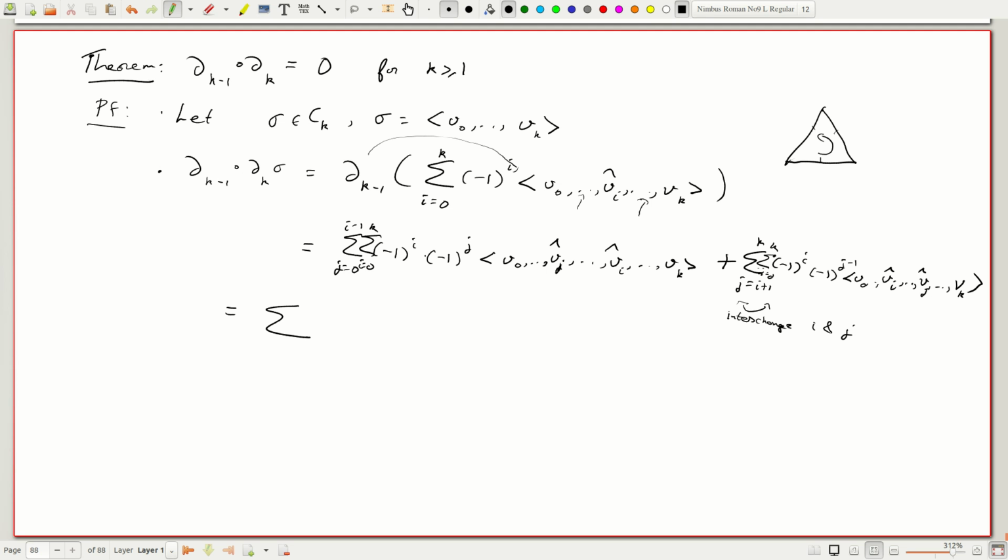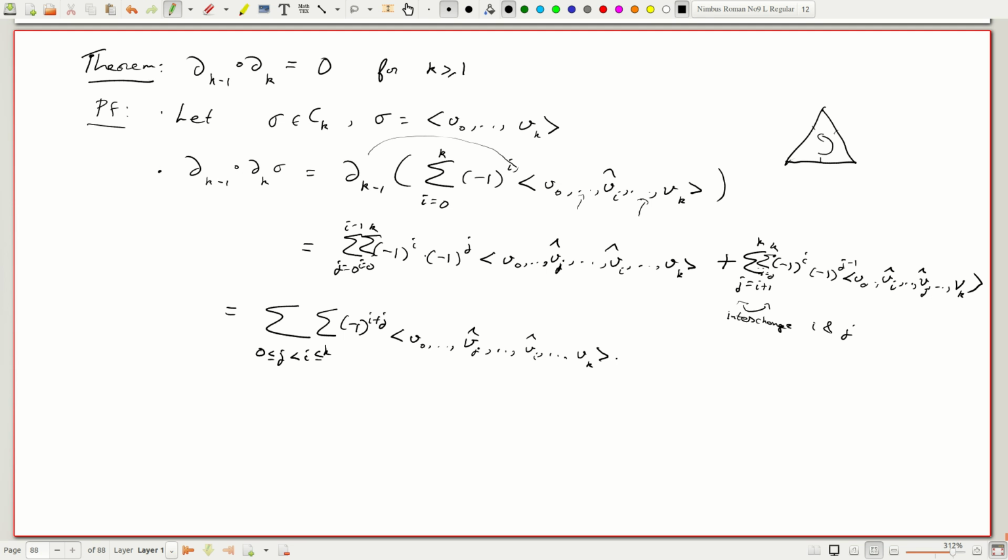Now the first term can be written as the double sum where j is before i, 0 is less than or equal to j, is strictly less than i, is less than or equal to k. And (-1)^(i+j), v0, vj hat, vi hat, and vk.